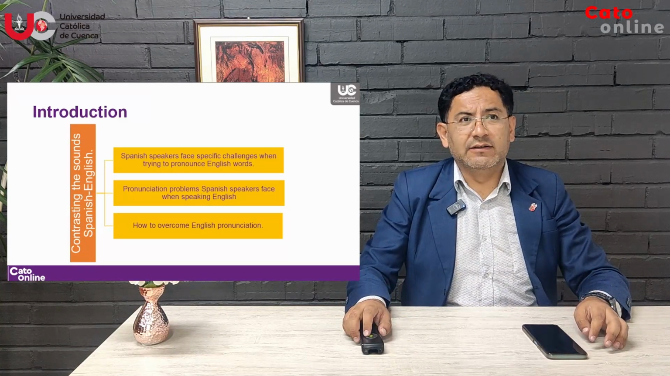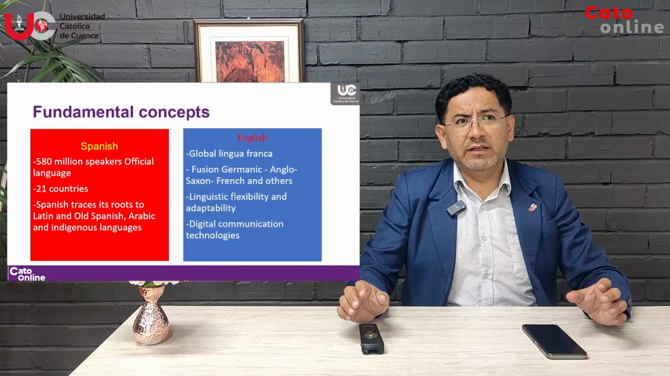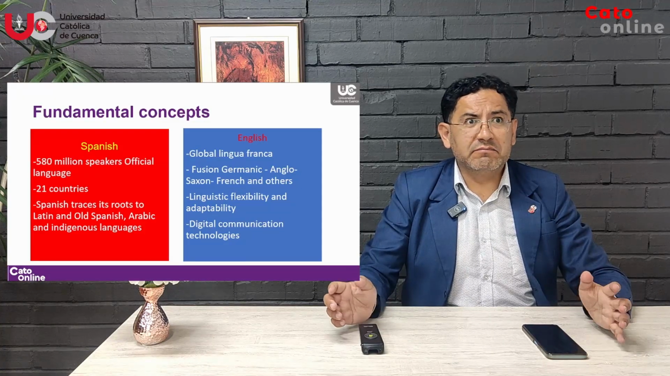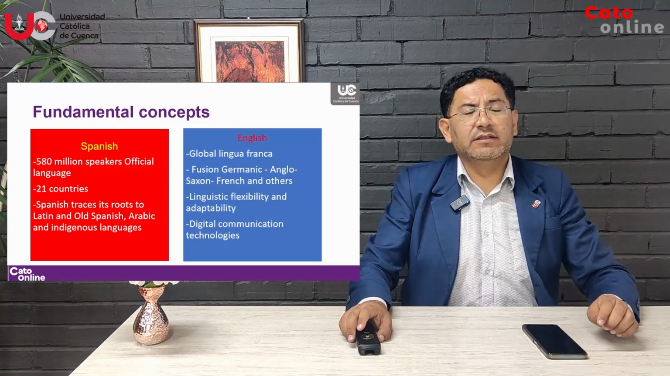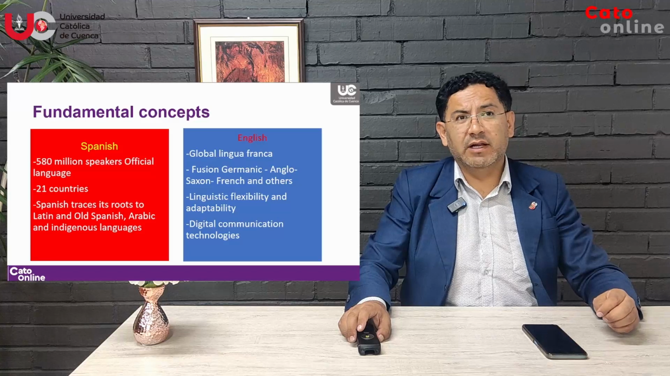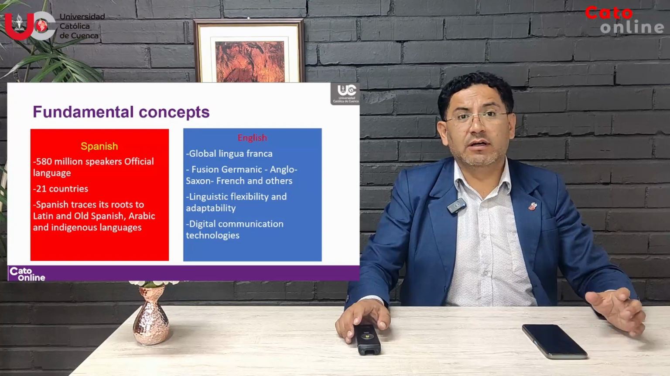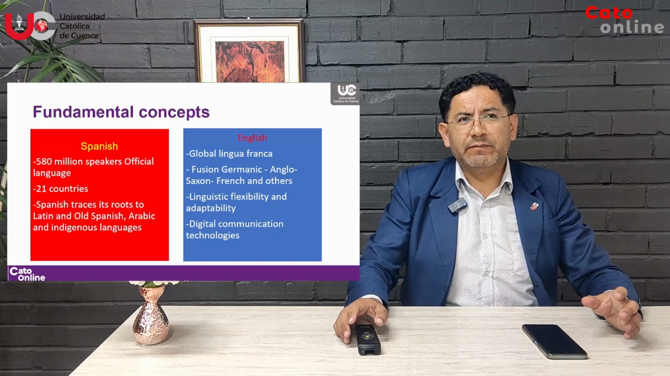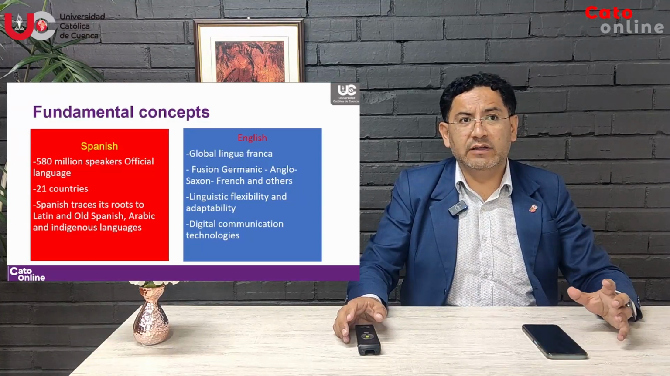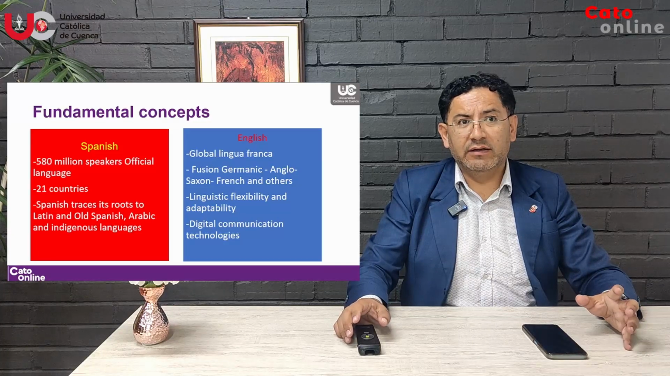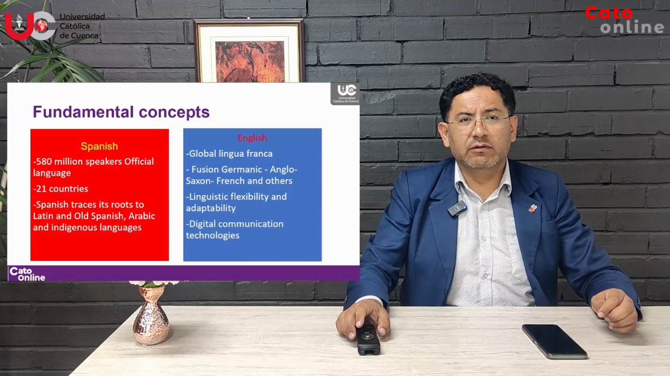Okay, let's start with talking about Spanish and English, no? Spanish is spoken by nearly 580 million speakers as an official language around the world. More or less 21 countries. I can say that Spanish traces its roots to Latin and Old Spanish, Arabic, and indigenous languages, here we can say here in Ecuador or in Latin America.